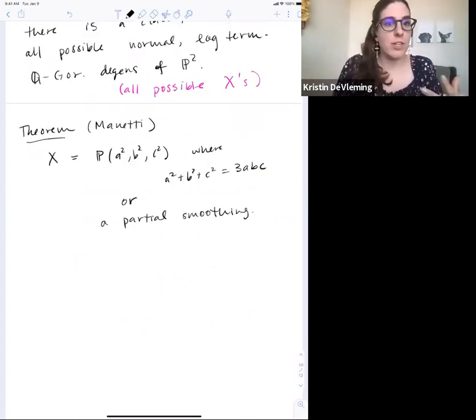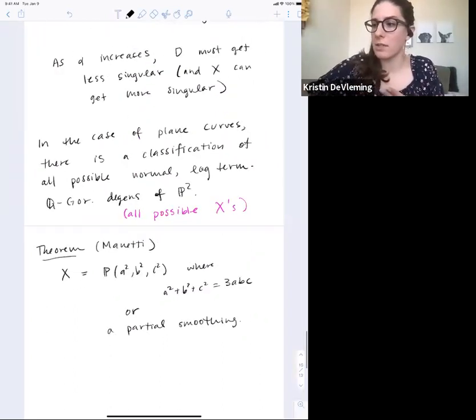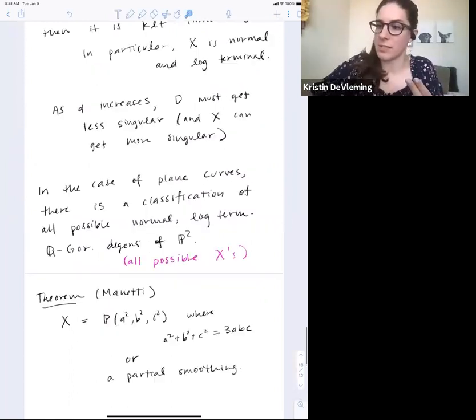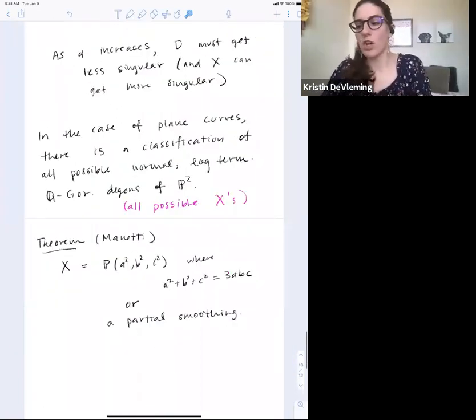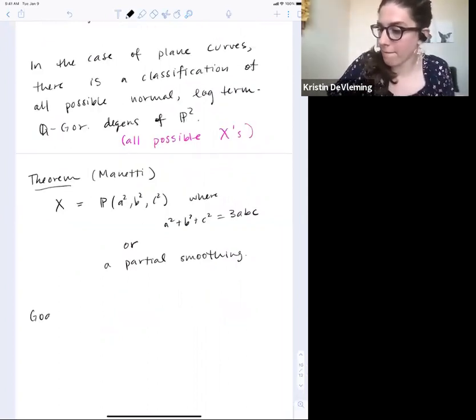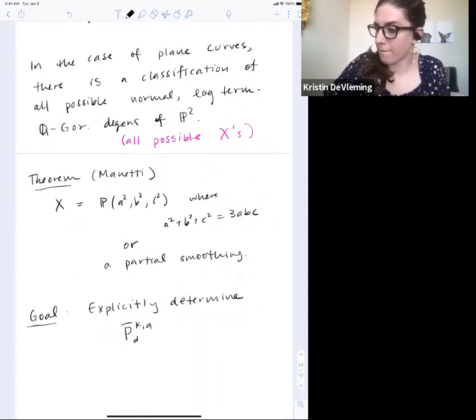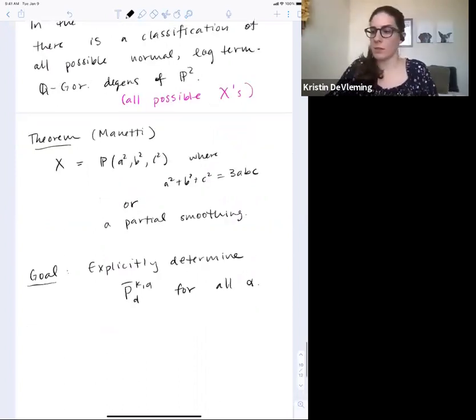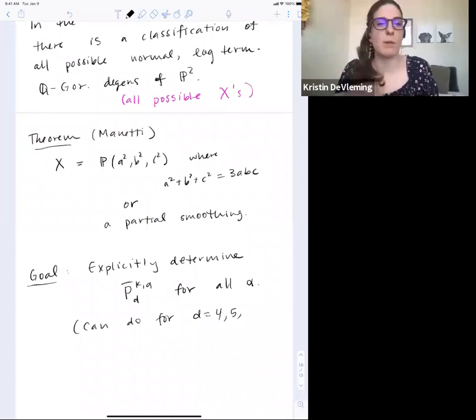So if I want to construct the K-moduli spaces of plane curves, I have a list of all of the possible X's that appear. And I know something about how the divisor D should interact with the singularities of the surface X, because we have some condition on the singularities here. So one could hope that you could just use this framework to completely understand all possible K-moduli spaces. And you can actually do that, at least in low degree. This is hard in general, but we can definitely do this in low degree. And some statements about this in general.